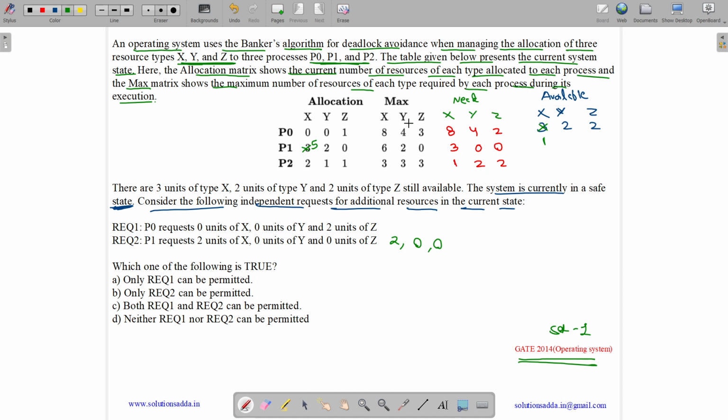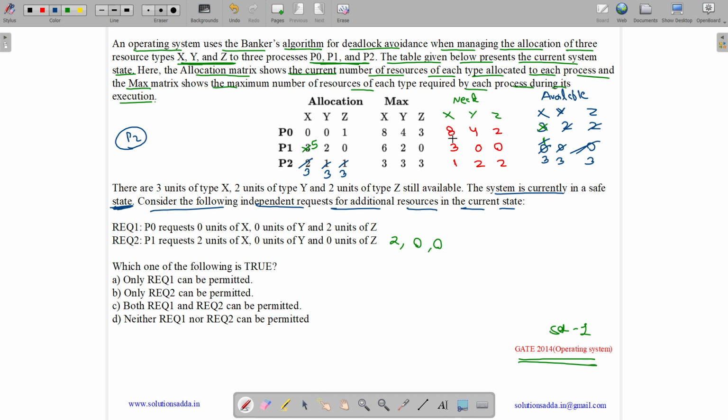Now we need to check whether it is safe state or not. So how will we check this? We will check whether we can allow all these or not. So we can't allow this as we do not have 8 of X. We do not have 3 of X. We can't do this. We can do P2. P2 can be done. So P2 will be allocated 1, 2, 2. We will remain with 0, 0, 0. 1, 2, 2 will get incremented in this. So it will become 3, 3 and 3. Now it will release this 3, 3 and 3. So we will get here 3, 3 and 3. And P2 is done.